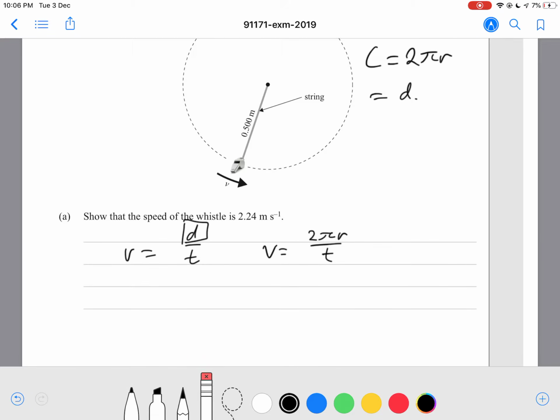where this lowercase t can be replaced with the uppercase T, which represents the period. So basically, how long will it take to complete one full revolution of the circle? So V equals 2 pi r over T.